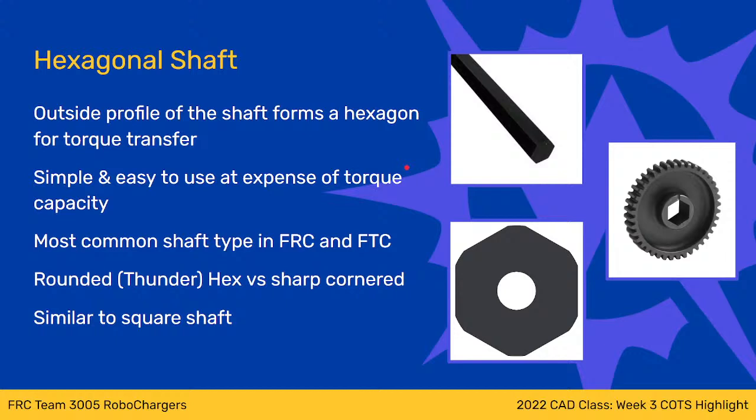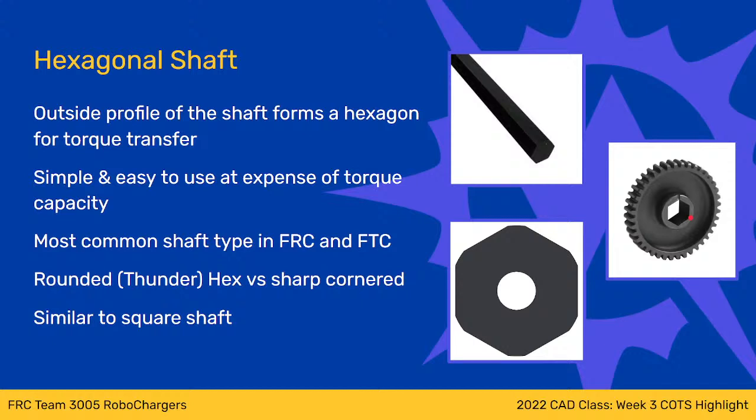And the corners of the hexagon engage with a hole in whatever it's driving that is also a hexagon. So the hole is a hex and the shaft is a hex. They slide into each other, and because the sharp corners of the hexagon interlock with the corners in the hole, the shaft can't spin inside of whatever component it's driving, and thus it transfers torque.